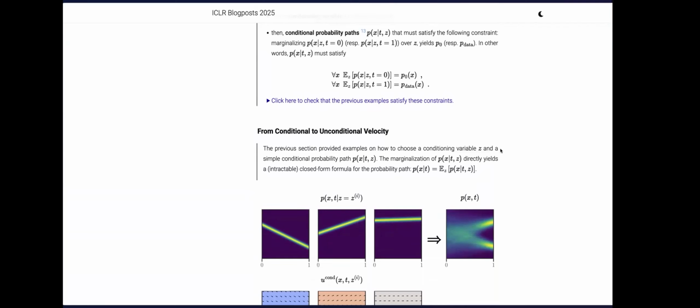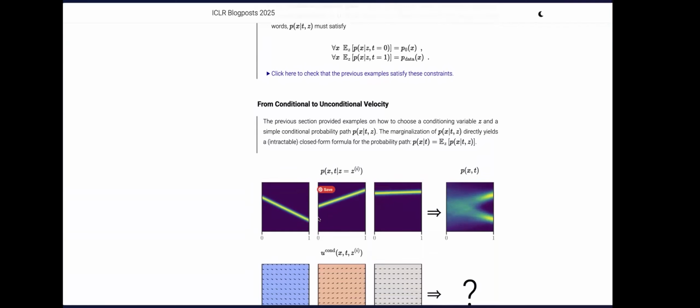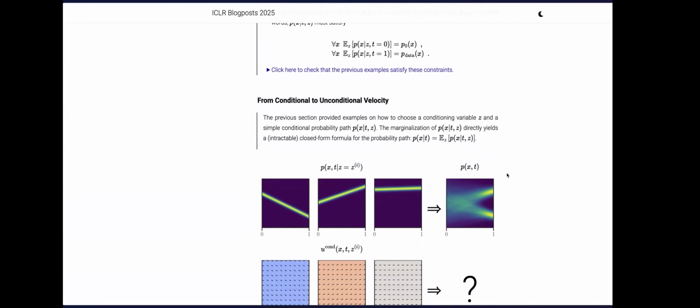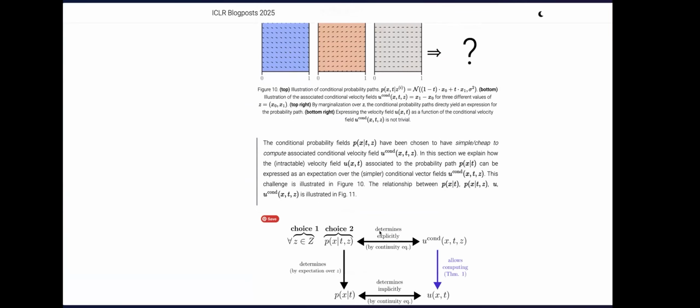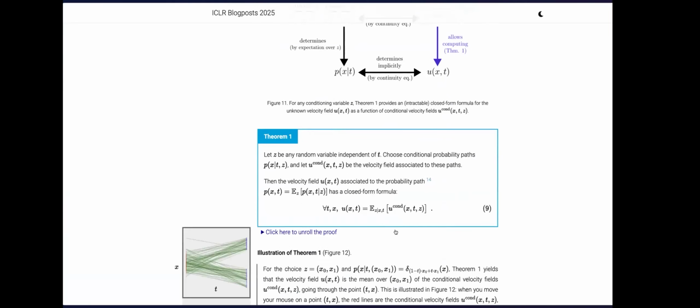You already know that in order to go to the unconditional probability path, we marginalize this conditional one and we get something like this. There's this question of what is the equivalent of this for the velocity field, meaning that whenever I sample, I know where the velocity field will take me. It starts at x0 and it will take me to x1, right? What happens if I marginalize over all of them? What happens if I average all of them? There is a little bit of math involved.